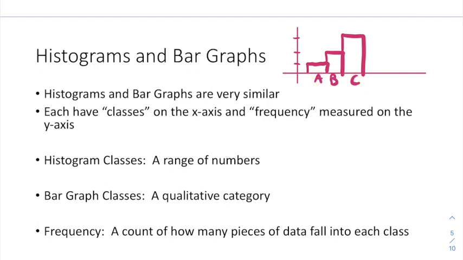For a bar graph, these classes would represent more labels, such as red, blue, green. In either type of graph, frequency means the same thing. How many items are in each class? This A class would have 1 item, this B class 2 items, and this C class 3 items.